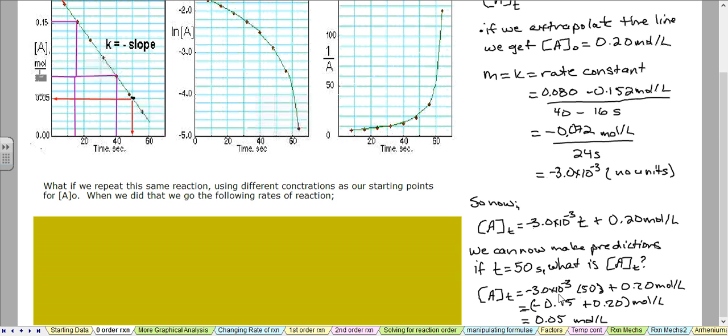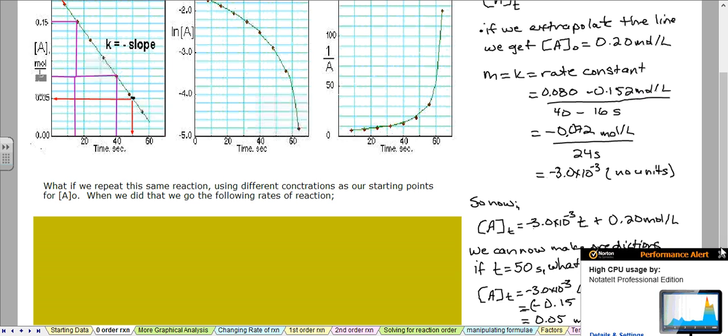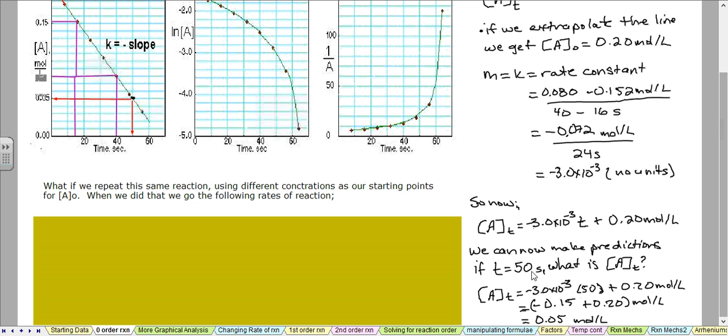And I've shown one here where what would be the concentration after 50 seconds. I would suggest that you pause the video at this point and try doing a couple other predictions, maybe at 25 seconds, or go beyond the scope of the graph and say maybe at 65 seconds, and see what your concentration would be. And actually check it on the graph and make sure that it turns out that that's correct. That's sort of your sanity check.